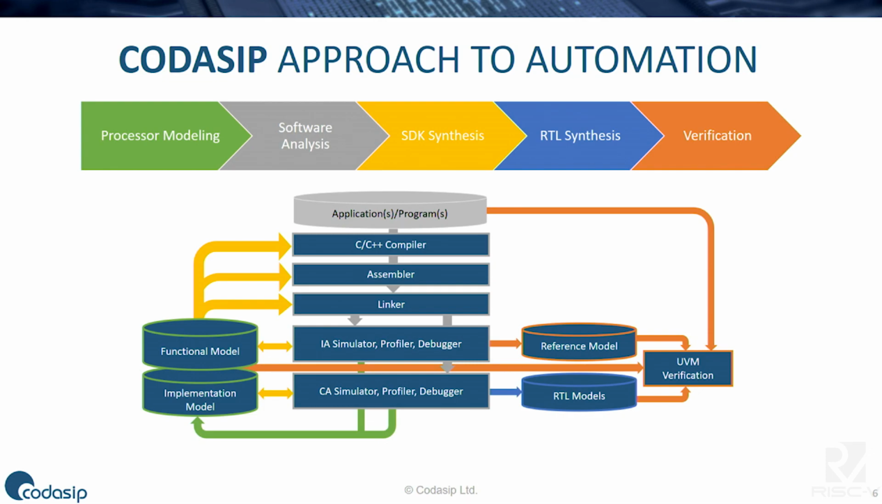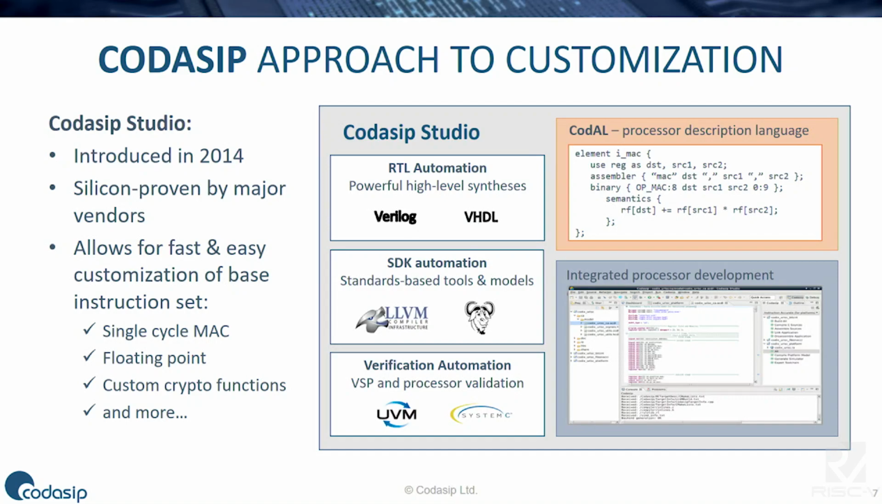Now, as you can see, it's a nice picture, but it's really a lot of work beyond that, and the tools have to be really smart to do the automation in the best way possible. We have a tool that we call Studio that does exactly this. So Studio has been here for a while. It's not a new one. It was introduced in 2014, and since then it was adopted by major vendors and silicon proven. So we have designs that were done using Studio.